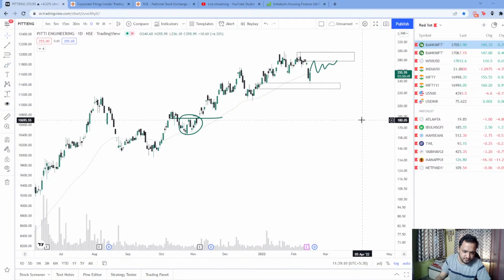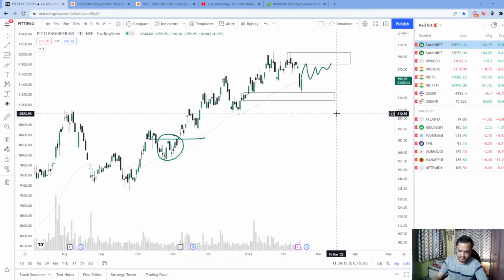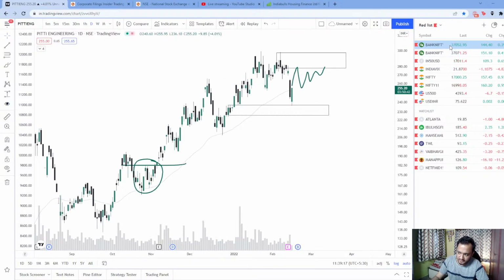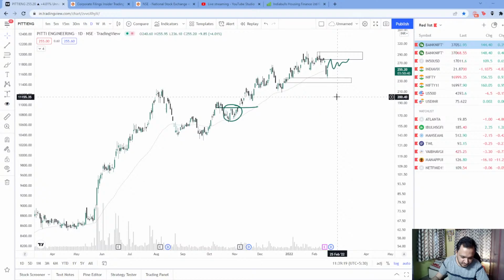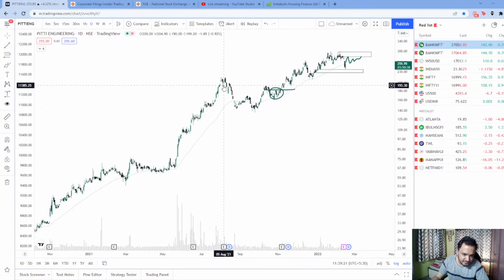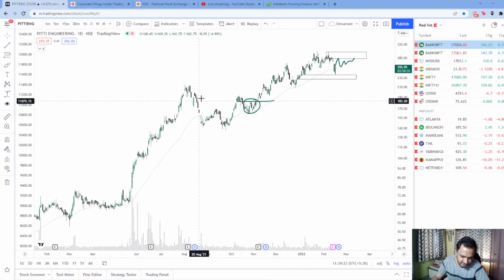Then you can expect some up move. But if you're trading swings and you just want to make a living out of it, focus on the 5% circuit stocks. It's an honest suggestion. All right, they are very easy to handle.